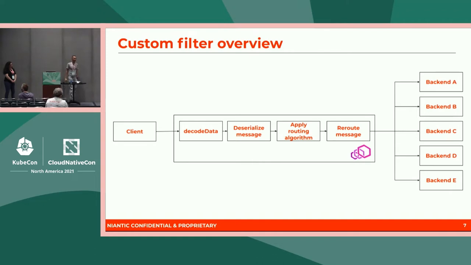Here's what the custom Envoy filter looks like. The client sends a protocol buffer message, and Envoy captures it, decodes the data, deserializes the entire protocol buffer, applies the routing algorithm, and sends it to the correct backend.